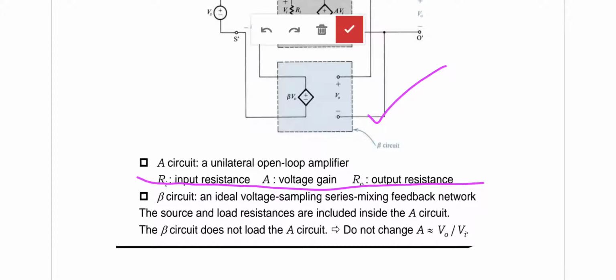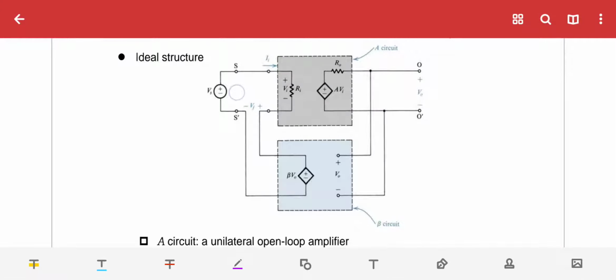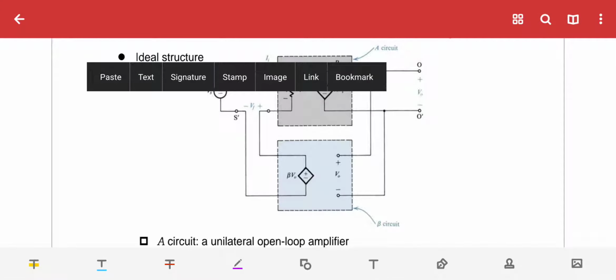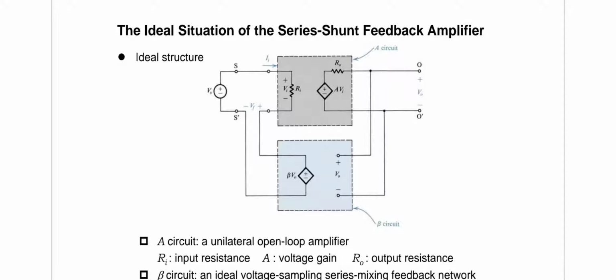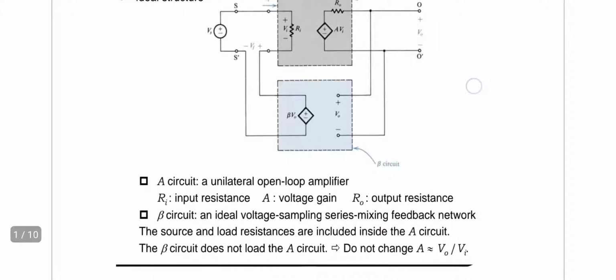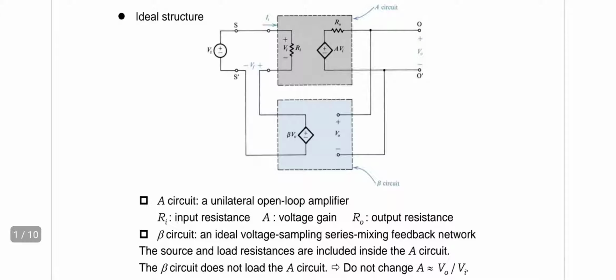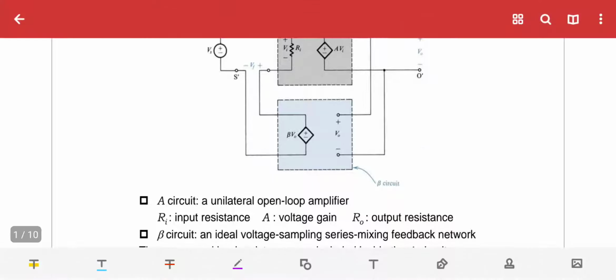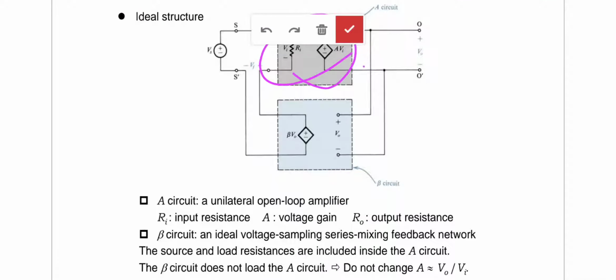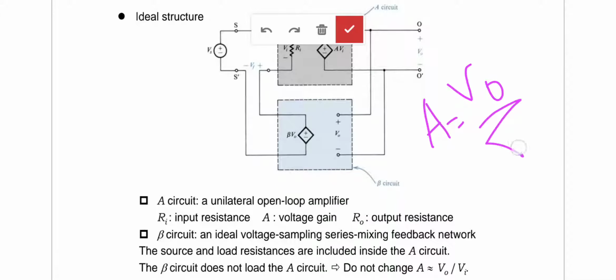We already told that. And here in this particular figure, we are not including the source resistance or source and load is not included. Source resistance and load resistance are not included. That means they are absorbed inside this A circuit, that we are not including. And beta does not have any load effect also. Beta does not load the A circuit. So A is nothing but the gain. A is equal to VO divided by VI.